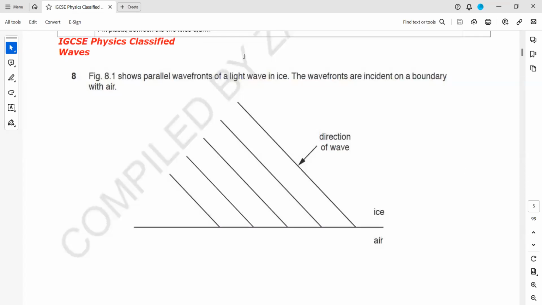So, waves question, block 3. Figure 8.1 shows parallel wavefronts of light waves in ice, and the wavefronts are incident on a boundary with air. So it is striking an ice to air boundary.